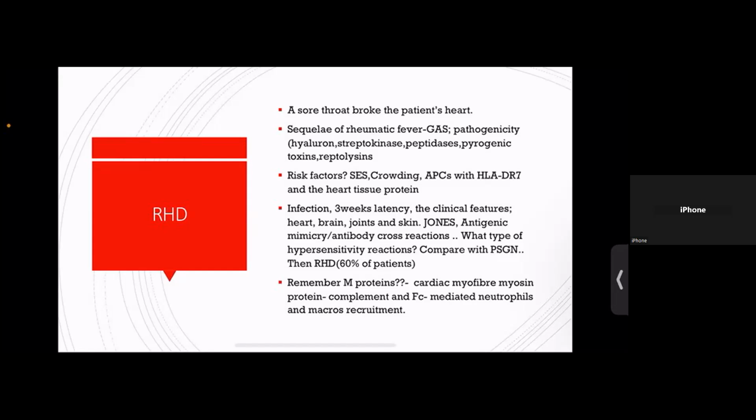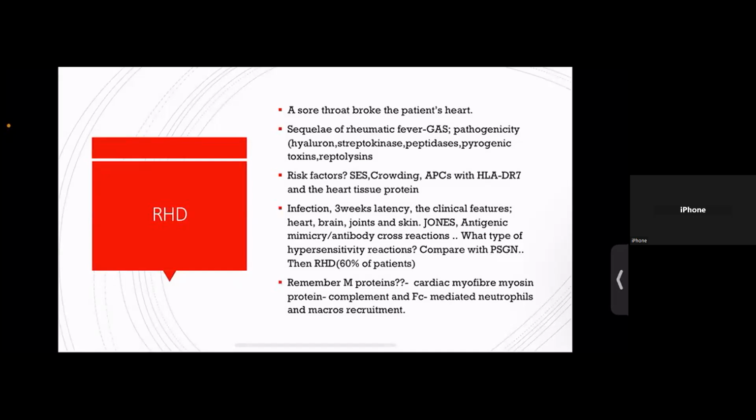So you all remember the pathogenicity, or how it happens. You remember the components of the cell wall. Remember it's a gram-positive bacteria, and so it has a thick peptidoglycan in the cell wall. You remember the hyaluronidase enzyme, streptokinase enzyme, peptidase enzyme, pyrogenic toxins, streptolysins, and all these are contributing to the pathogenicity or the virulence of the bacteria. For example, taking the case of hyaluronidase enzyme, it breaks down hyaluronic acid, which is found in connective tissue.